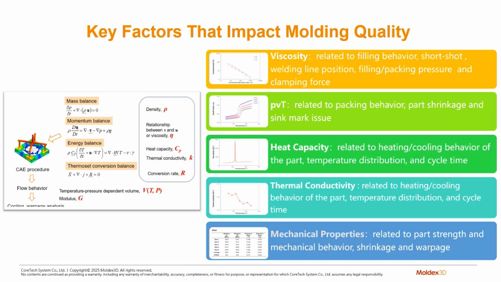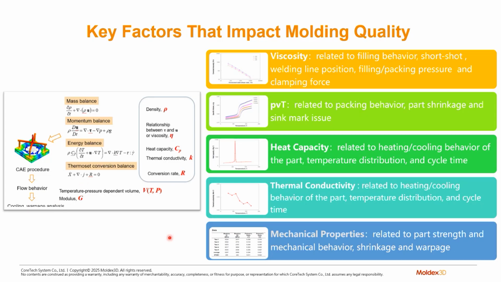Here are the 5 key factors that affect most conventional injection molding processes. We have viscosity, PVT, heat capacity, thermal conductivity, and mechanical properties. All of these together fit into our mass balance, momentum balance, and energy balance equations that are the general guidelines for how most of our simulation is run. In more specific applications like thermosets, we also have our thermoset conversion balance.